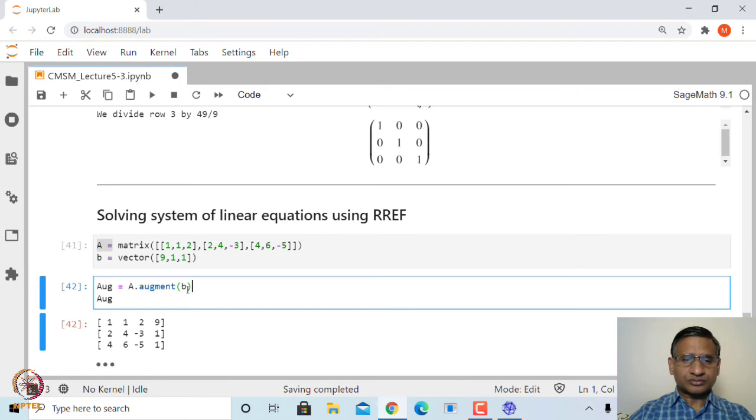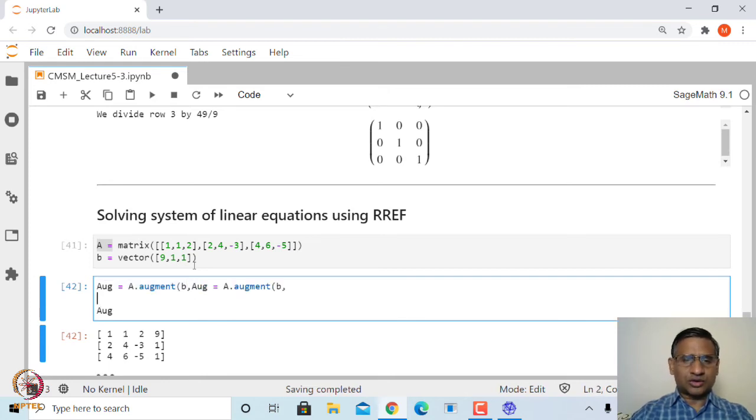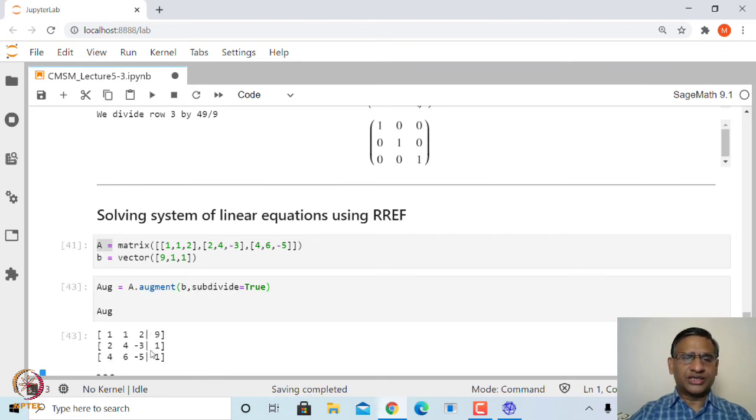But many times when you do an augmented matrix, generally you also put a vertical bar just to differentiate between the coefficient matrix and the last column which is inserted. That option is also there in Sage. Let me say subdivide is equal to true. When you say subdivide equal to true, now you can see there is a vertical bar put in order to distinguish the matrix A and this vector B.